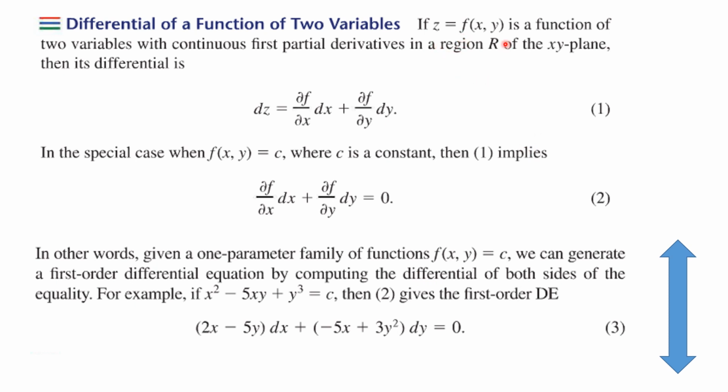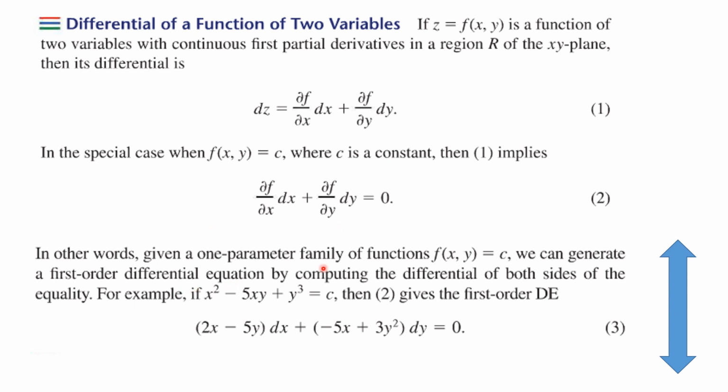If z equals f of x y is a function of two variables with continuous first partial derivatives in region R of the xy plane, then its differential, studied in COD Calc 3 anyway, is dz is equal to the partial of f with respect to x times dx plus a partial of f with respect to y times dy. In the special case when f of x y is equal to a constant, that means z is a constant. The differential of z is going to be 0 because z equals f of x y is a constant, and so we get 0 in this expression.